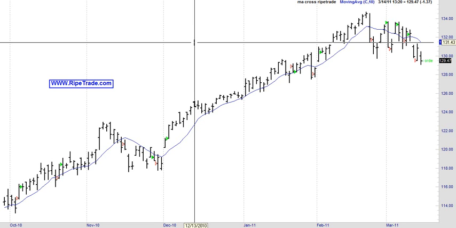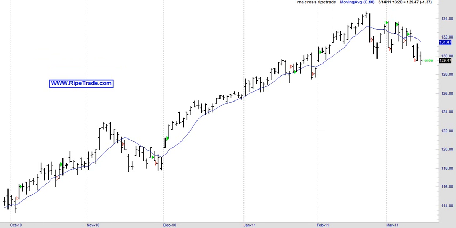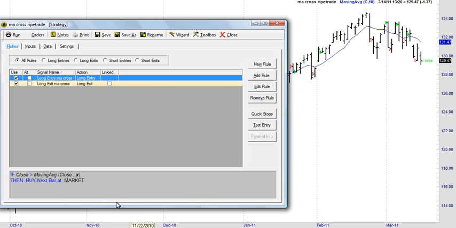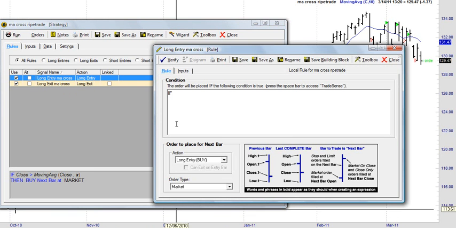Today I'd like to demonstrate with a short video the very basics of how to develop a quantitative trading strategy. The first step is you need an idea that you can quantify. In today's example, we'll use a very simple moving average crossover system. We'll buy the S&P 500 if the close is greater than a 10-period moving average.